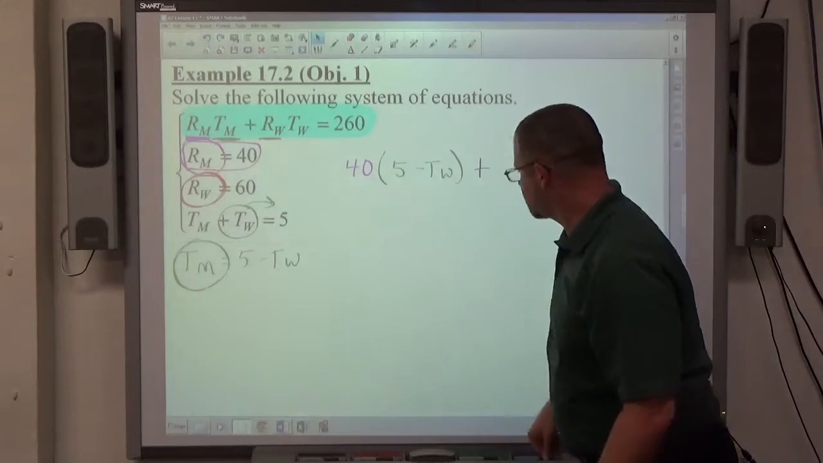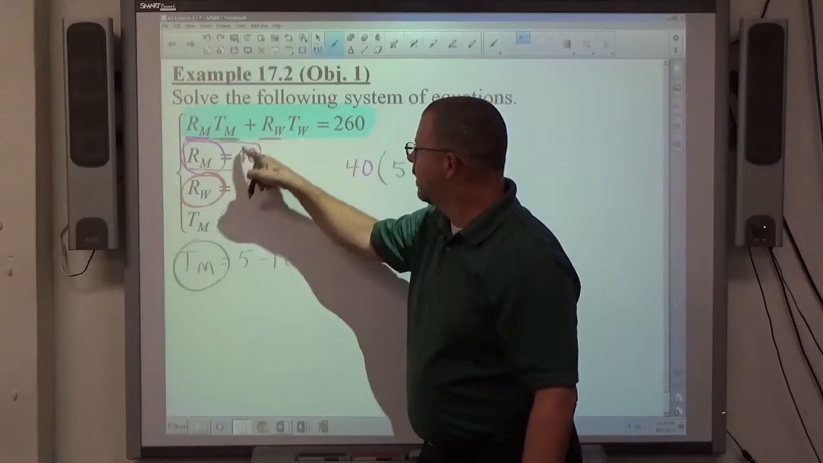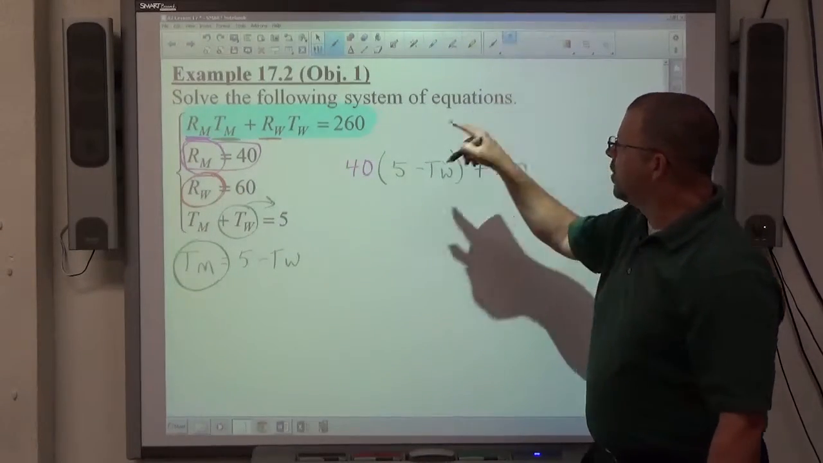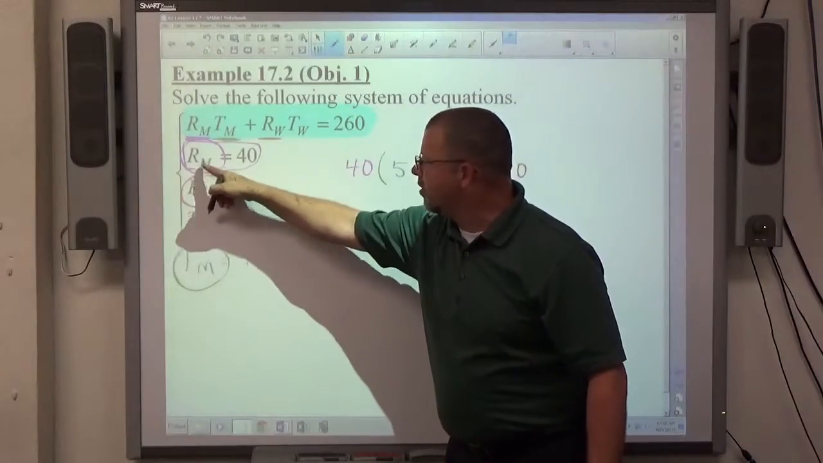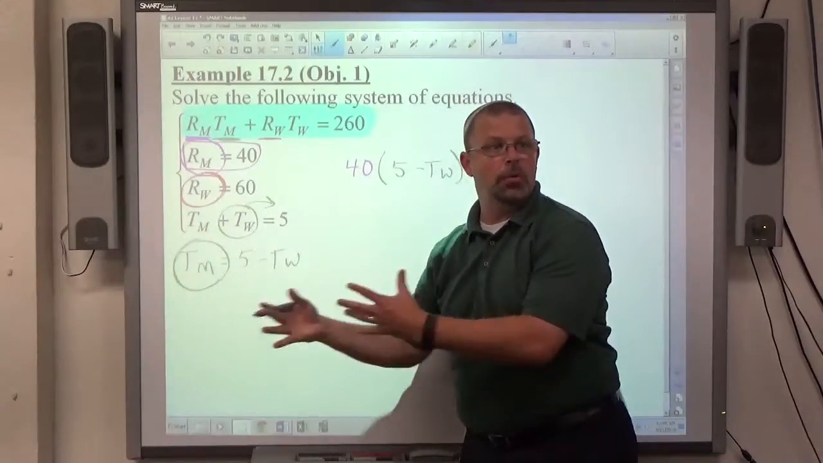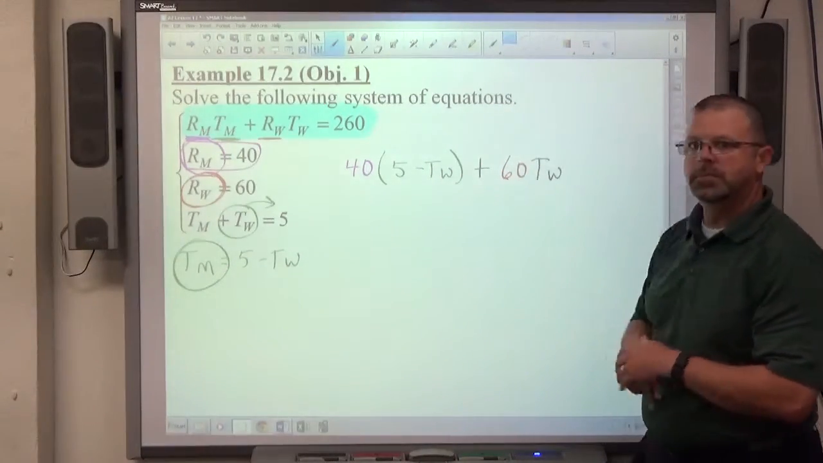All right. Next thing I see, I've got an R sub w. R sub w equals something else, 60. The next thing I run into is T sub w. Not one thing down here says T sub w equals, right? There's a T sub w down here, but it's not T sub w equals something else. So I don't want to mess with that one. I'm going to keep it T sub w.